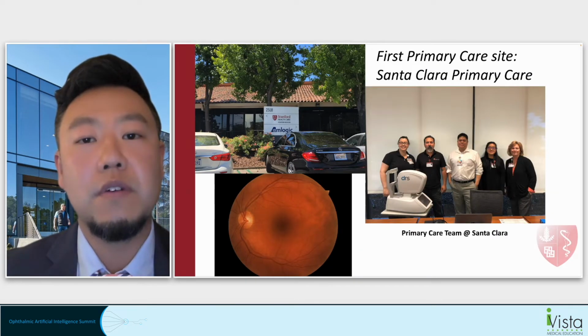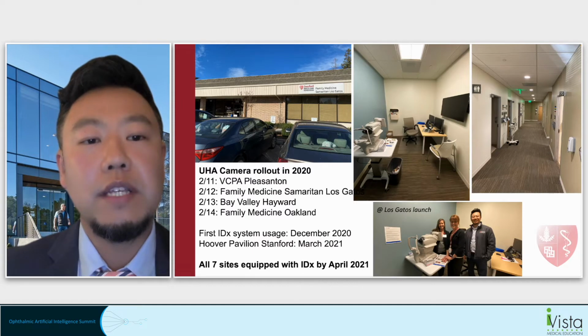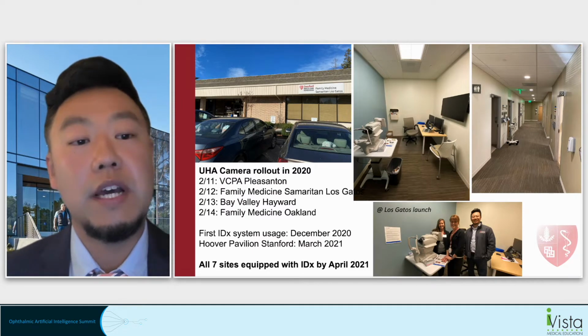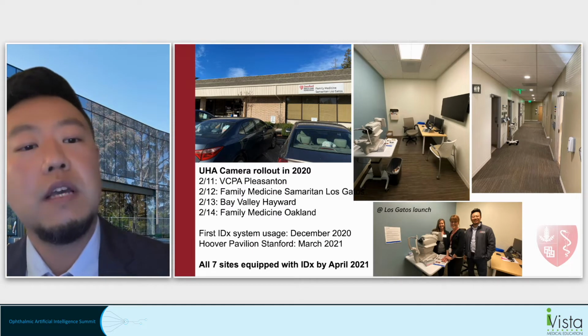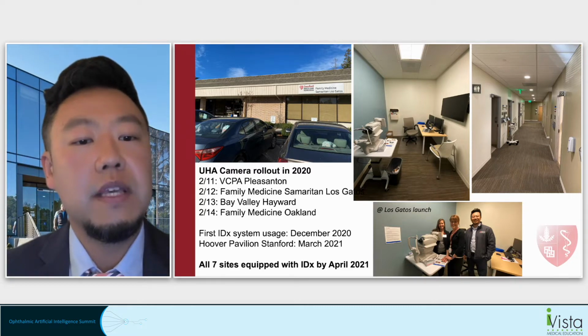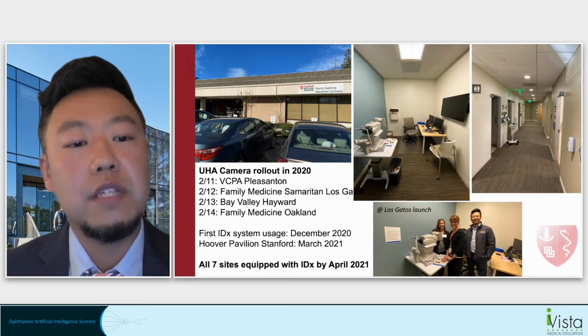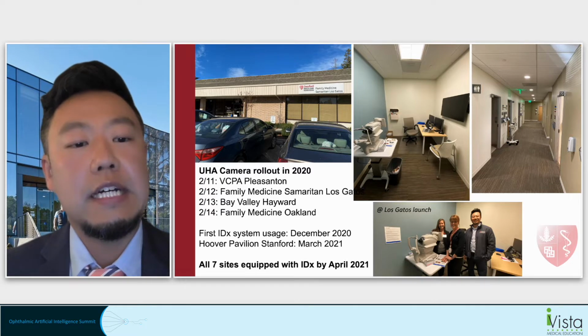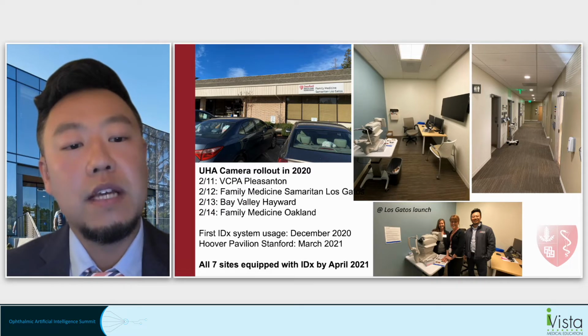Here are some images of the launch of our first camera when we started the telemedicine process. 2020 was a busy year. We launched right around the time COVID started. Four of the cameras were launched in the UHA, University Healthcare Alliance, system. And then at the end of 2020, we launched the first IDx camera. And then in early 2021, last year, we equipped all seven sites with the IDx system.